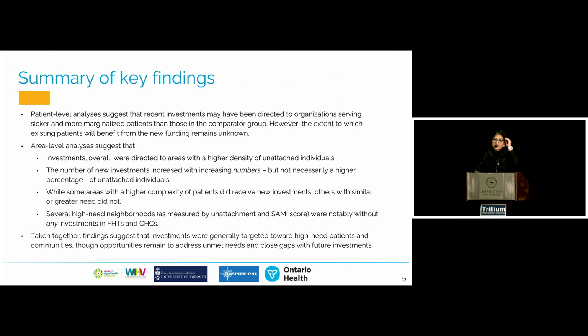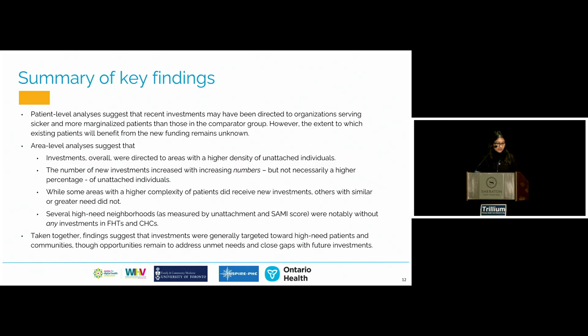So just to summarize our key findings, at the patient level, our analysis suggests that recent investments have been directed to organizations that serve sicker and more marginalized populations compared to other teams, although it remains unclear how much existing patients will benefit from the new funding.